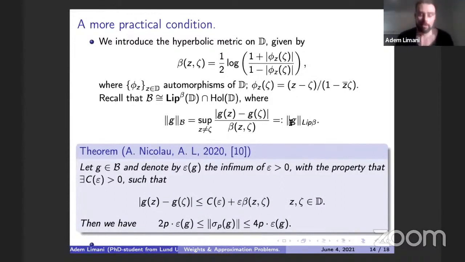Given a Bloch function g, we let epsilon of g be the infimum such that we have this quantity here. This is somehow related to the Lipschitz characteristic of the Bloch function. And now this is just pointwise. We don't have to deal with some strange L infinity on the disk, which we don't really understand. We have these pointwise analytic functions now, and then we can relate the spectral radius in this way.